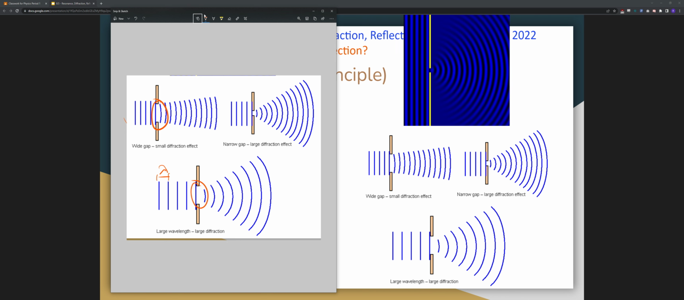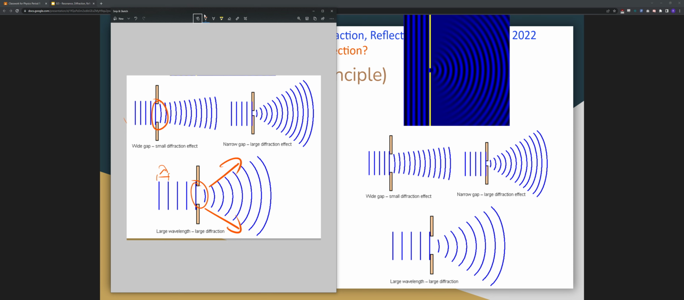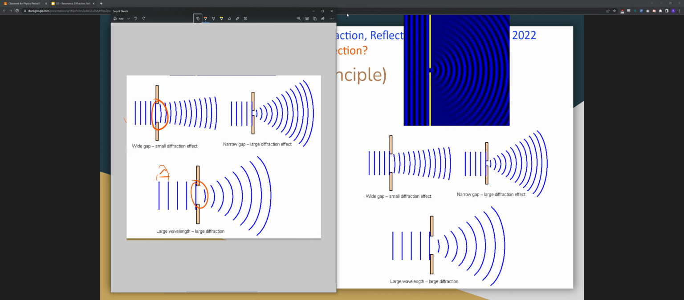And the larger your wavelength, the better the spread of your diffraction. So you'll have a greater diffraction if you have a larger wavelength, as opposed to a smaller wavelength, right? So there are two different factors that affect diffraction: the opening of whatever your wave is traveling through, and the wavelength of your wave. So those are the two things that matter.